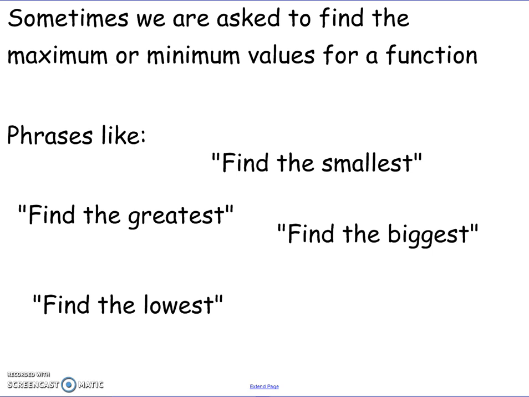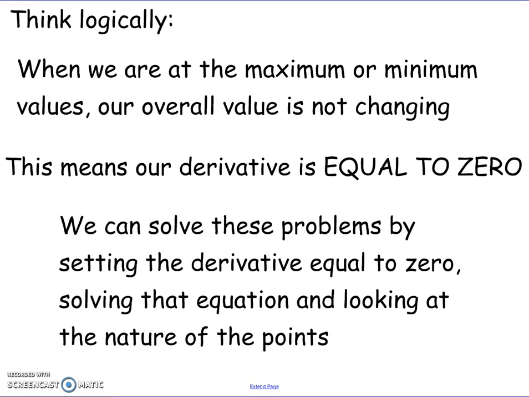Now, when we are optimizing something, there's a few key steps you should follow to help you get to where you need to get to. What we need to do is think logically. Now, when we're at a maximum or a minimum value, our overall value is not changing. We're at the highest or the lowest point of something that we possibly can get to. If you think of it in terms of a graph and a stationary point, it is that point where the graph has stopped changing for that microsecond, so we're at a peak. What this means is our derivative is equal to 0.